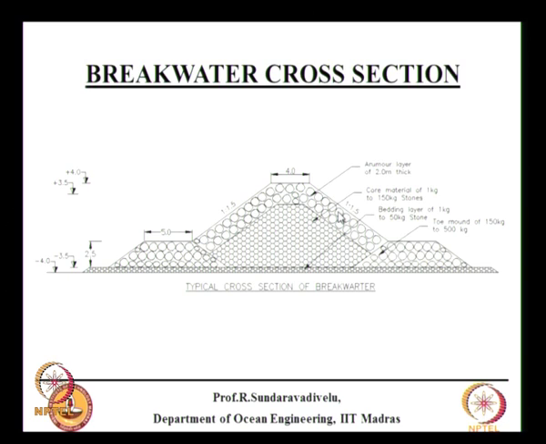Then this is the armour layer. The thickness we have designed as 2.5 meters, sorry, 2 meters I have written, I think there is a mistake in this, I think 2.5 meters, and the stone size is given as 3000 kg. We have to put 2 layers for this. This is a typical cross section of a breakwater.